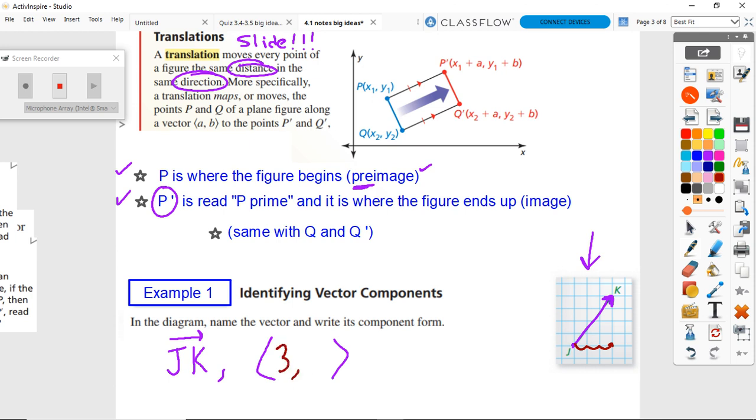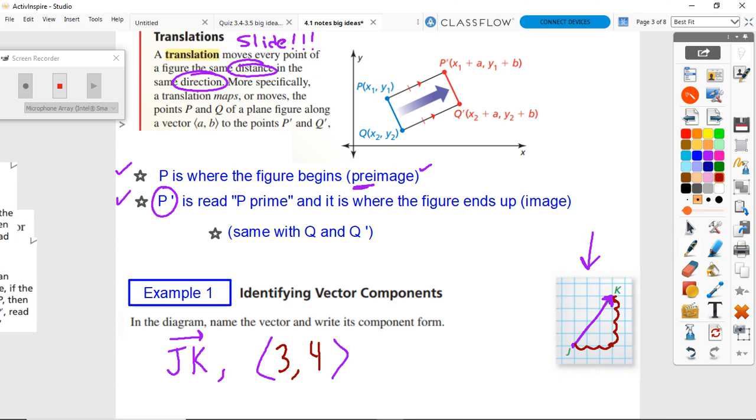So you always go left to right first. And then 1, 2, 3, 4 up. So it's positive in both directions. It went to the right and it went up. So it's positive 3, positive 4. So that's the component form of vector JK.